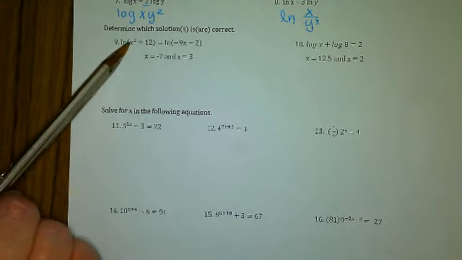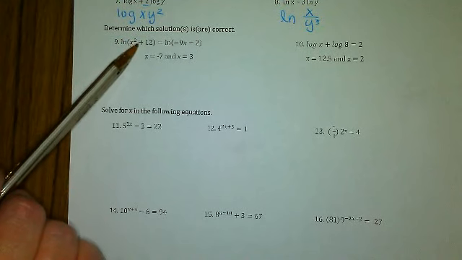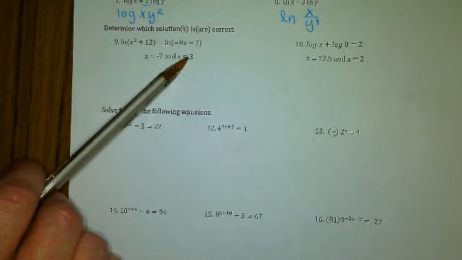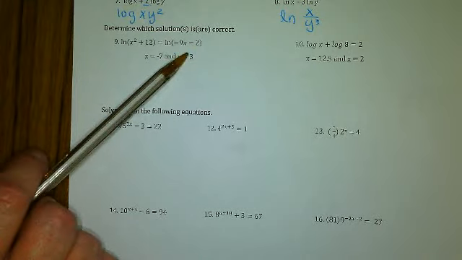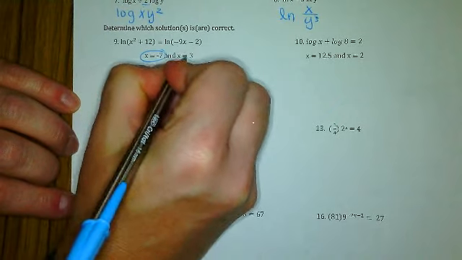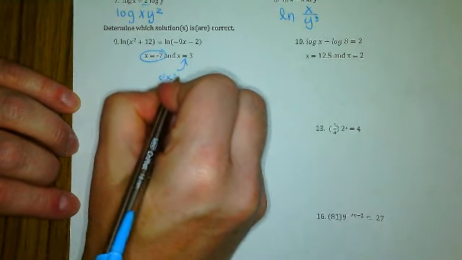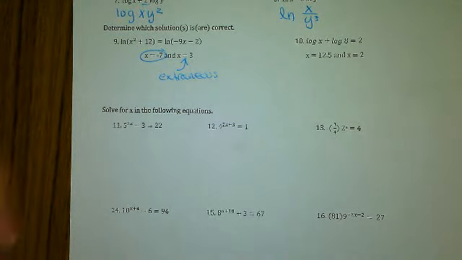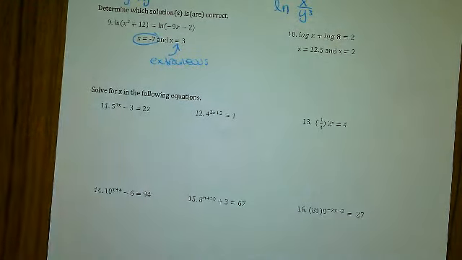Now I'm going to substitute this one in. 3 squared is 9, plus 12 is 21. That works. That's positive. And then negative 9 times 3 is negative 27. Minus 2 is negative 29. That's a negative. Can't have a negative. So this would be my solution, and this would be considered my extraneous solution.